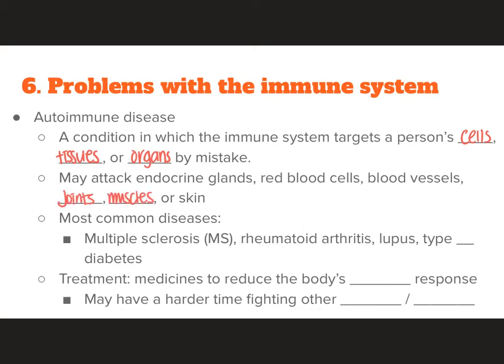Some of the most common diseases are multiple sclerosis, or MS, rheumatoid arthritis, lupus, and also type 1 diabetes. Multiple sclerosis, or MS, happens when your brain or spinal cord is attacked. As a result, you may have loss of muscle control, vision, balance, or feeling. So it's pretty severe, and it's all caused by your own immune system.